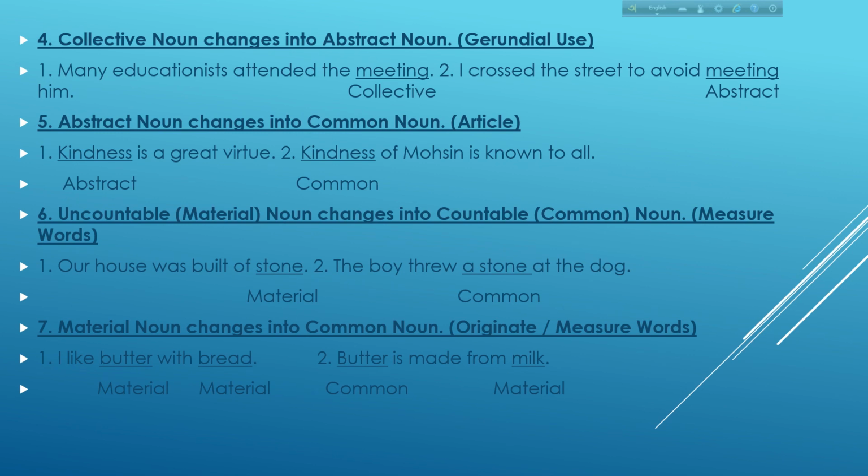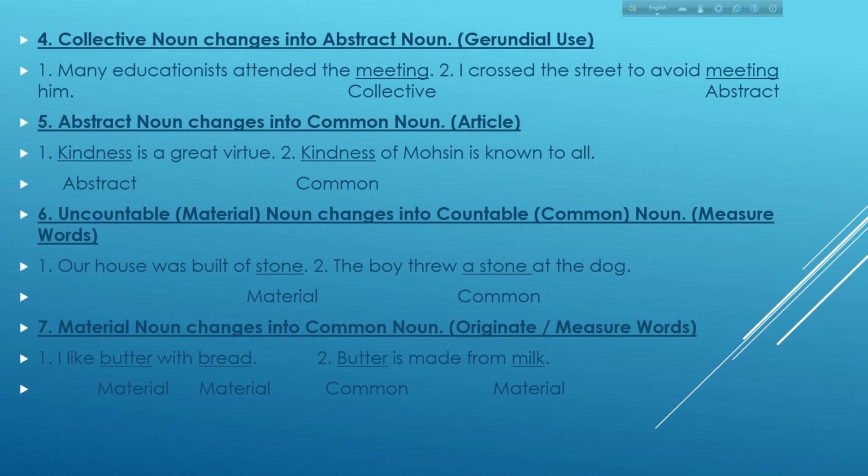Number 4, collective noun changes into abstract noun for gerundial use. This is a very rare case. Many educationists attended the meeting. Meeting is a collective noun. But I crossed the street to avoid meeting him. Here meeting is an abstract noun. It is used as a gerund. Number 5, abstract noun changes into common noun due to article. Kindness is a great virtue. Kindness is an abstract noun. But the kindness of Mohsin is known to all. Here kindness is a common noun because this is specified.